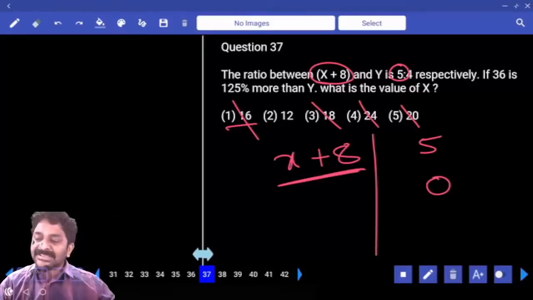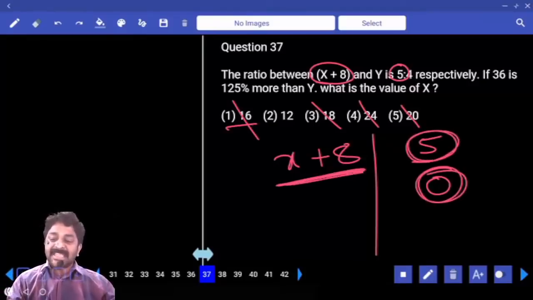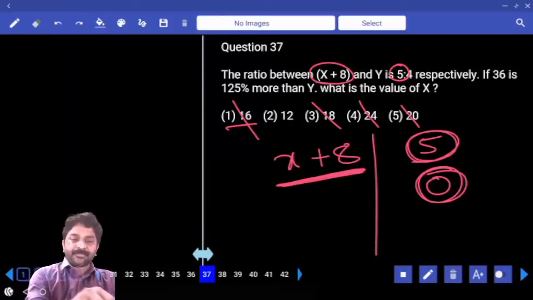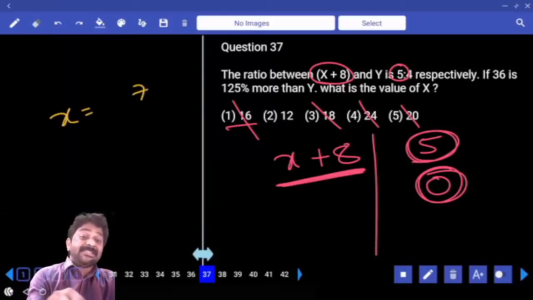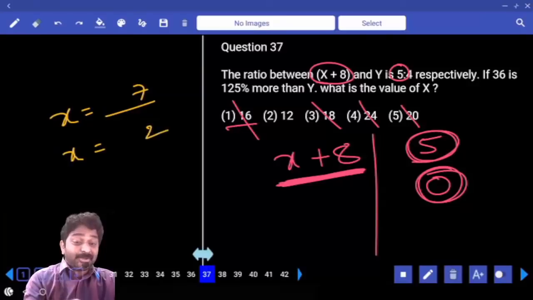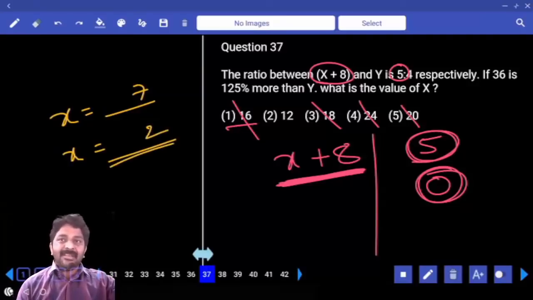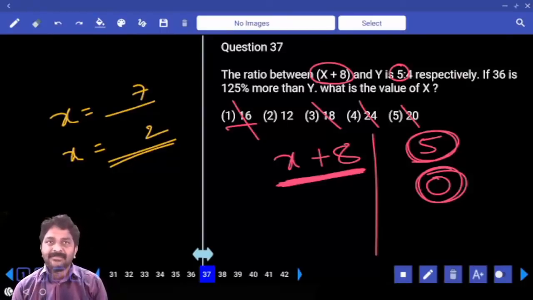5 multiple, in the sense that it may end with either 5 or 0. X plus 8, if it ends with 5, x must end with 7. If x plus 8 is ending with 0, x must end with 2. So there are only 2 possibilities for x. Either it should end with 7 or it should end with 2.